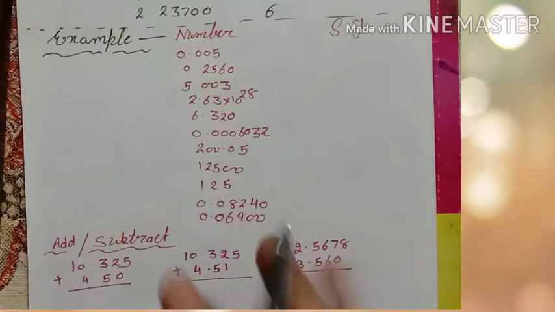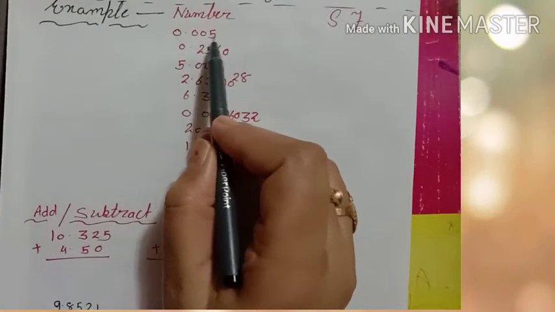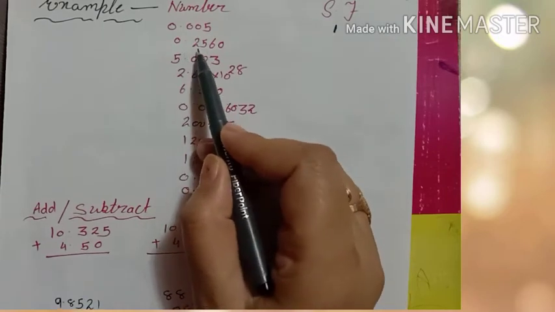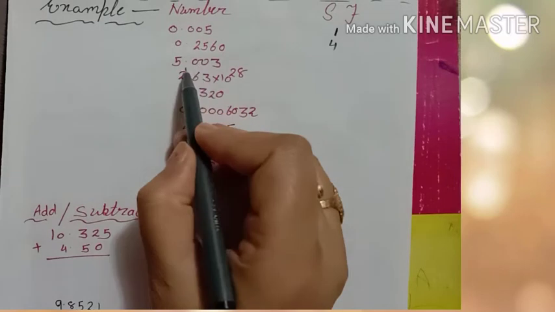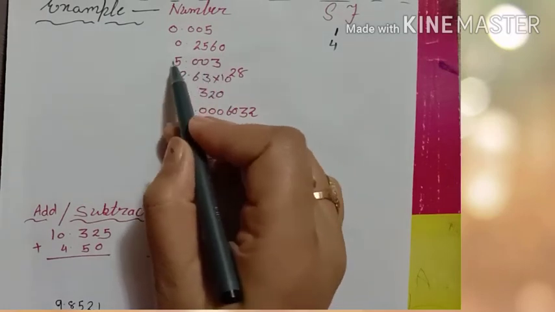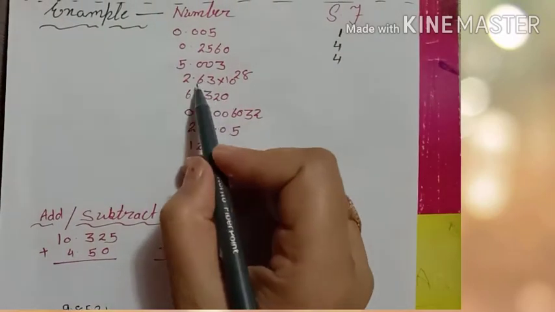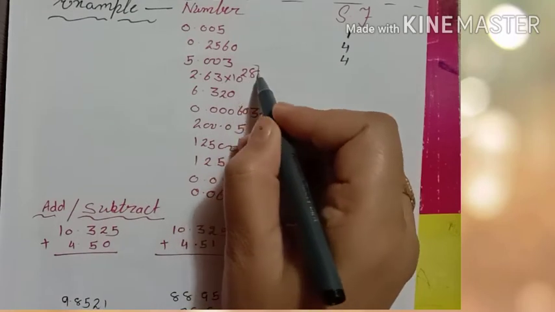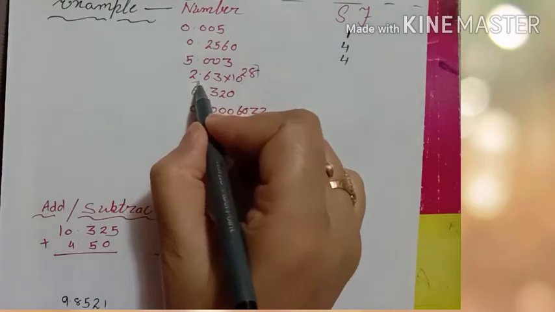Now we take combined examples. First example is 0.005: the significant figure is 1. 0.2560: the significant figures are 4. 5.003: both zeros come between two non-zero digits, so 4. 2.63 into 10 raised to power 28: the power of ten is not significant, only 3 significant figures.